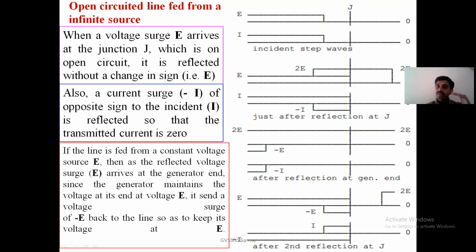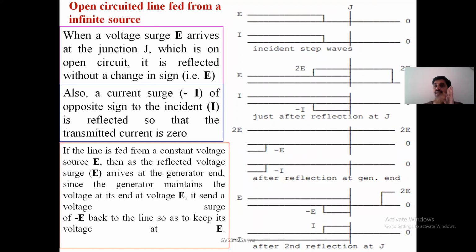So that means it has sent E, reflected voltage is minus E, because at the generator there should not be any rise in the voltage. So the same E should be maintained at the generator. Then what will happen? It will send back minus E. Whatever E comes, that minus E it will send back. This you have to keep in mind.